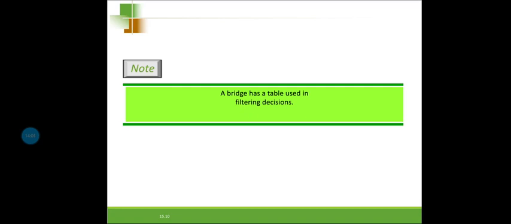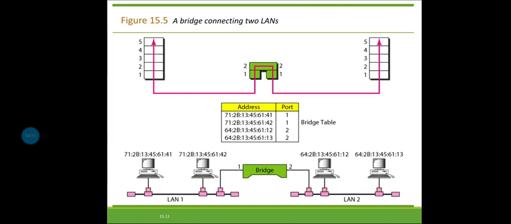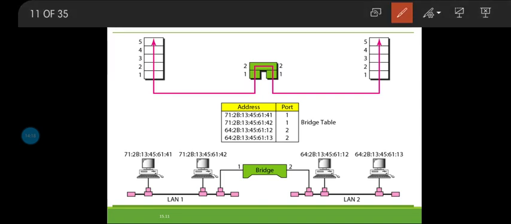So we have noted that a bridge has two capabilities. One is that it maintains the table, and the other is that it takes decisions based on the filtering mechanism. Coming to the example here, a bridge connecting two LANs. You can see there is a bridge connecting LAN 1 and LAN 2. There are hosts being addressed, and the MAC address of the first host is 71 2B 13 45 61 41, then 42, and on the other end we have 12 and 13.